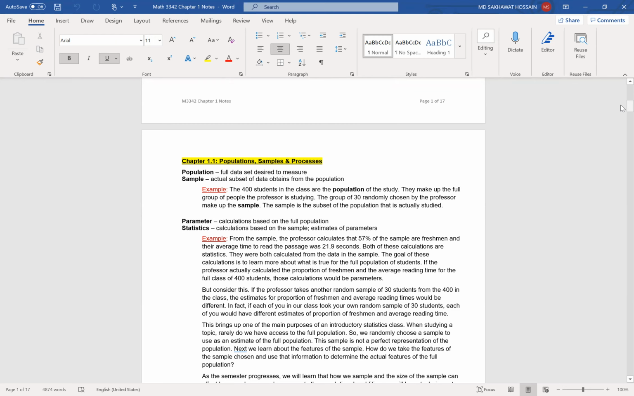So you need to know some terms. For example, population and sample. Population is the full data set desired to measure, and sample is the representative part of the population. And parameter is the measurement which is related to a calculation based on the population. That's where a parameter comes from, the population. And statistics is a calculation based on the sample. And this is actually the estimate of the parameter. So we'll make inference about the parameter based on the statistics. That means we'll make inference about the population based on the sample.